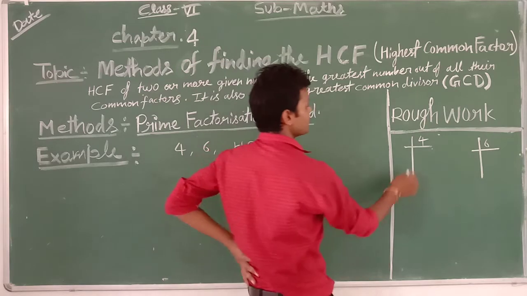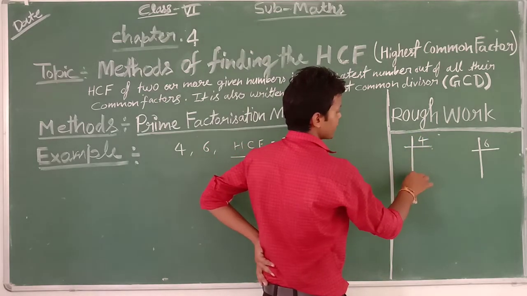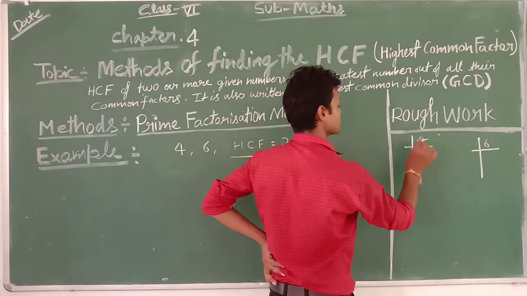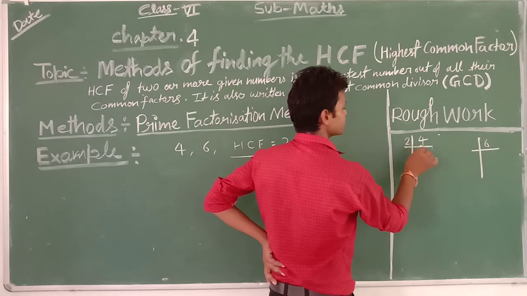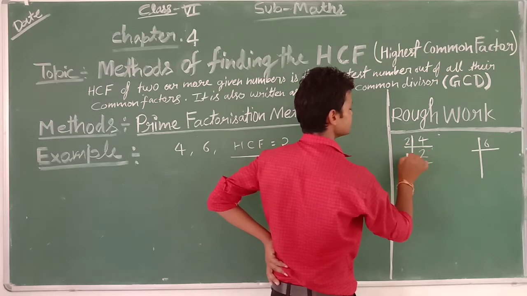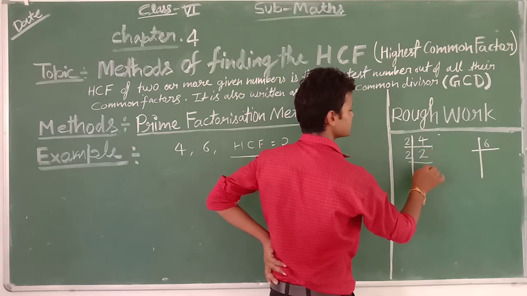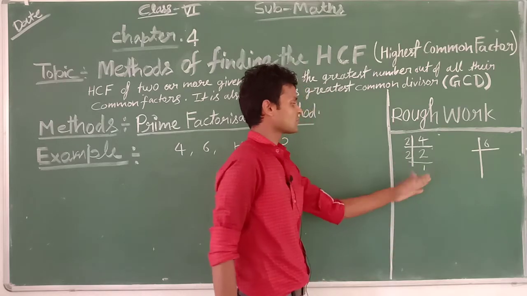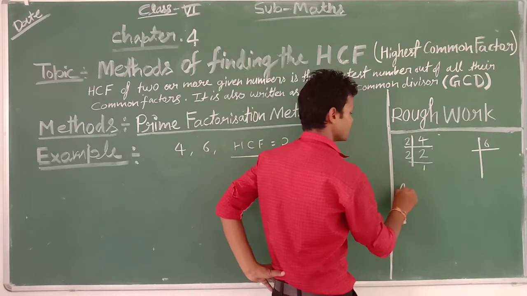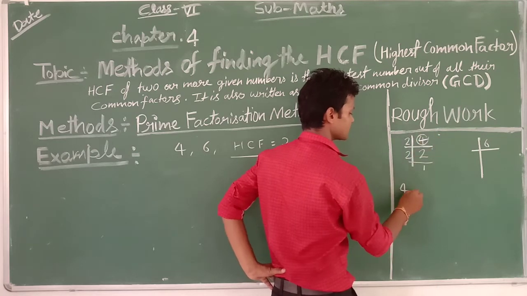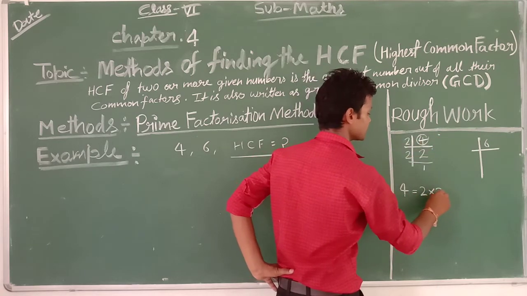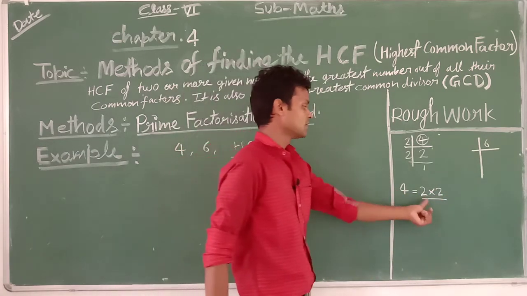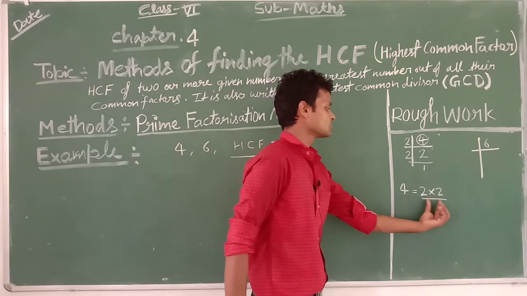Okay, first you think in your mind which number we take as divisible by 4. We can take 2, 2 twos are 4. Then next time you can take 2, 2 ones are 2. You found 1, you stop here. When 1 comes here, you stop, it is fully done. You write here 4 is equal to 2 twos. This is a factor of 4. This is a prime number. 2 twos are 4.